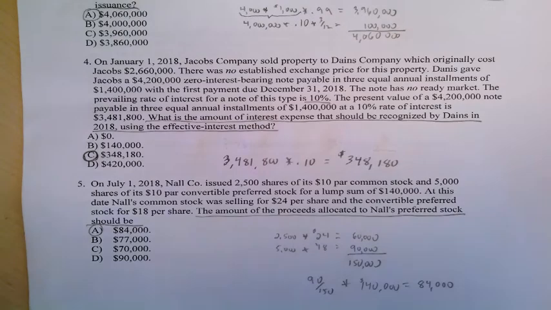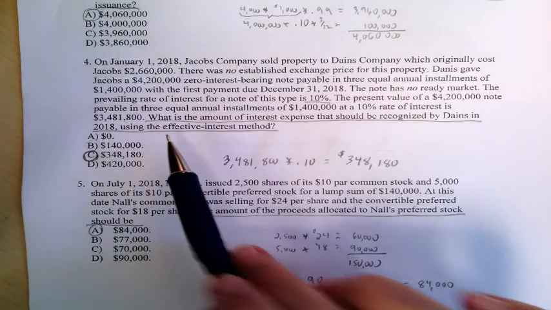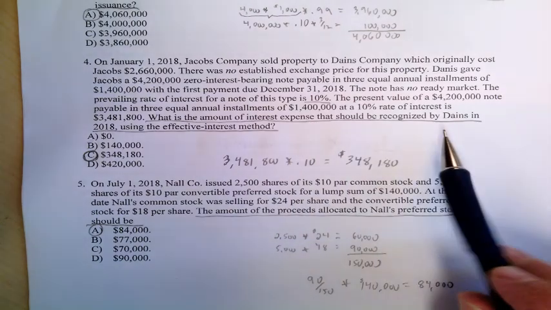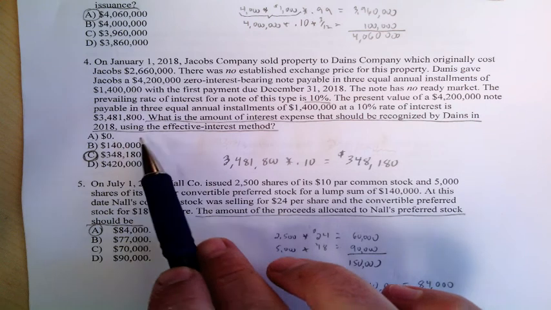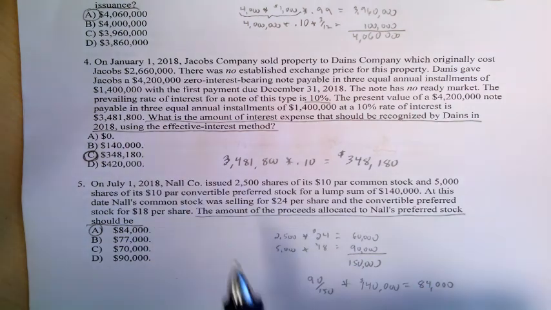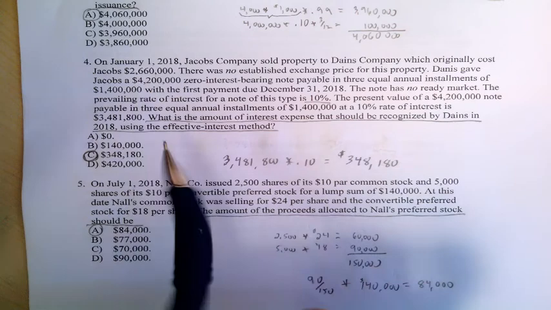All right, let's go on to the next one. Number 4. Again, read the last sentence. What is the amount of interest expense that should be recognized by Danes in 2018 using the effective interest method? And so now we go back and read the details of the problem.